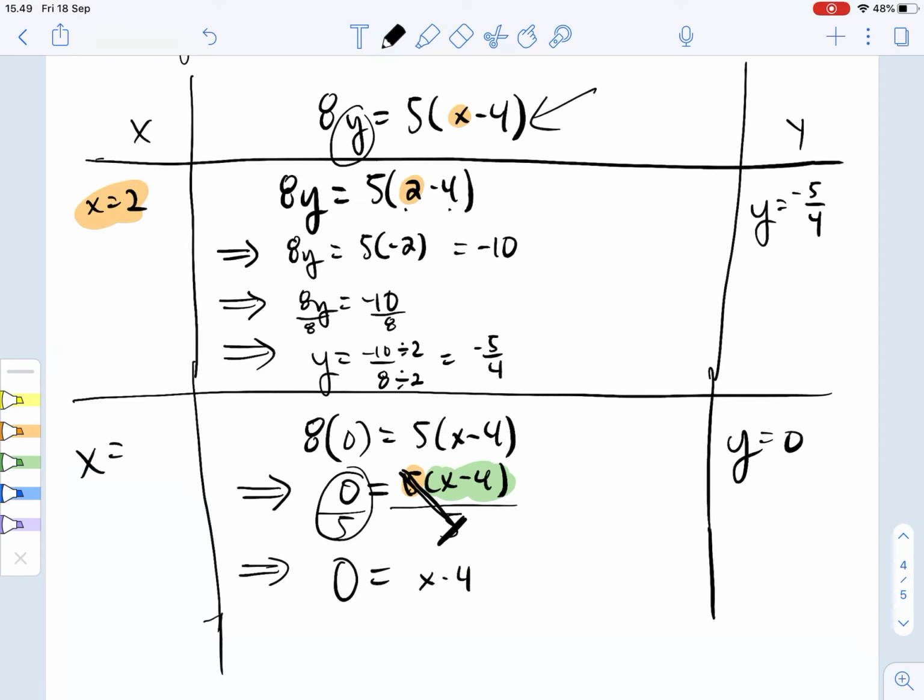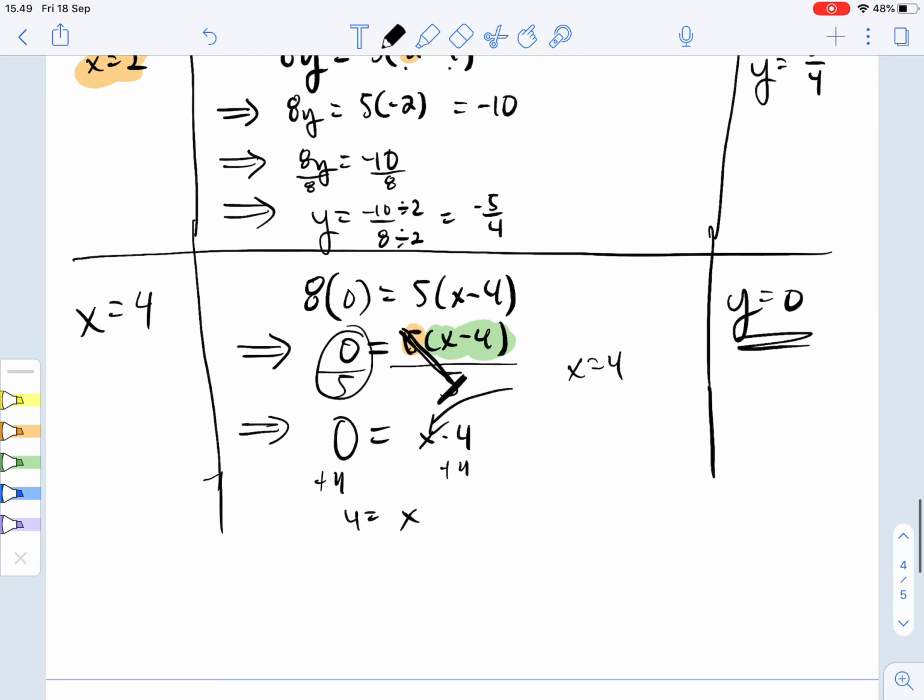So stop and think. Use your brain here for a second. What minus 4 gives you 0? What number goes there to give you 0? Well, you can use your intuition there and say 4, or you can add 4 to both sides, and you get 4 equals x. So when y is 0, x is 4.